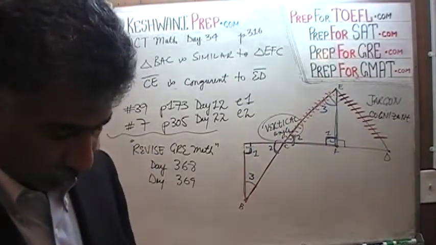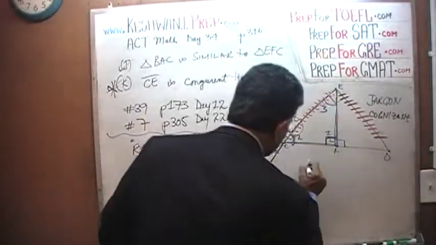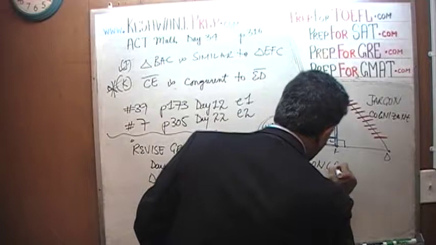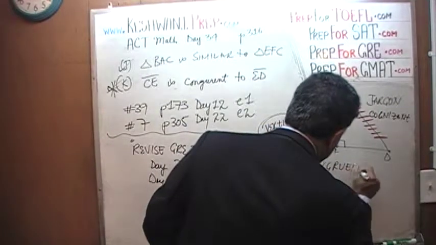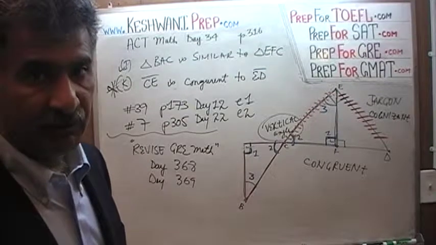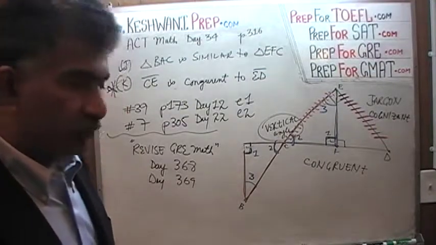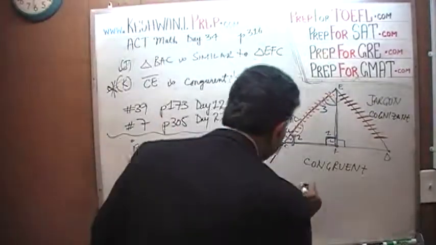The word that I want to learn is this word. The word that we've been using here is congruent, which means equal to each other. If we are told that this line segment is congruent to the other line segment, that means they are equal to each other. Don't confuse the word congruent with this word right here.